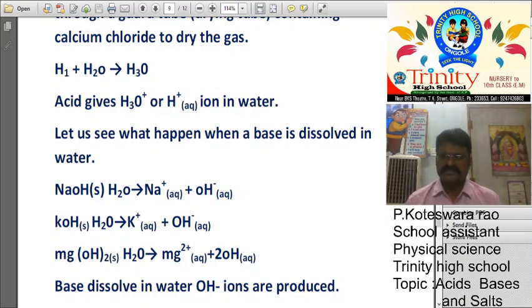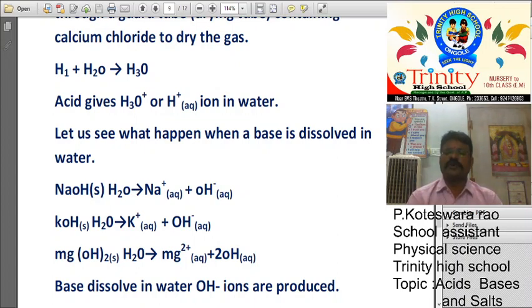Okay, so this is the nature of acid. Now let us see what happens if bases are dissolved in water. They produce their ions. NaOH splits into Na plus and OH minus. KOH splits into K plus and OH minus. Mg(OH)2 splits into Mg2 plus and 2OH minus. Bases dissolved in water produce which ions? OH minus ions are produced.